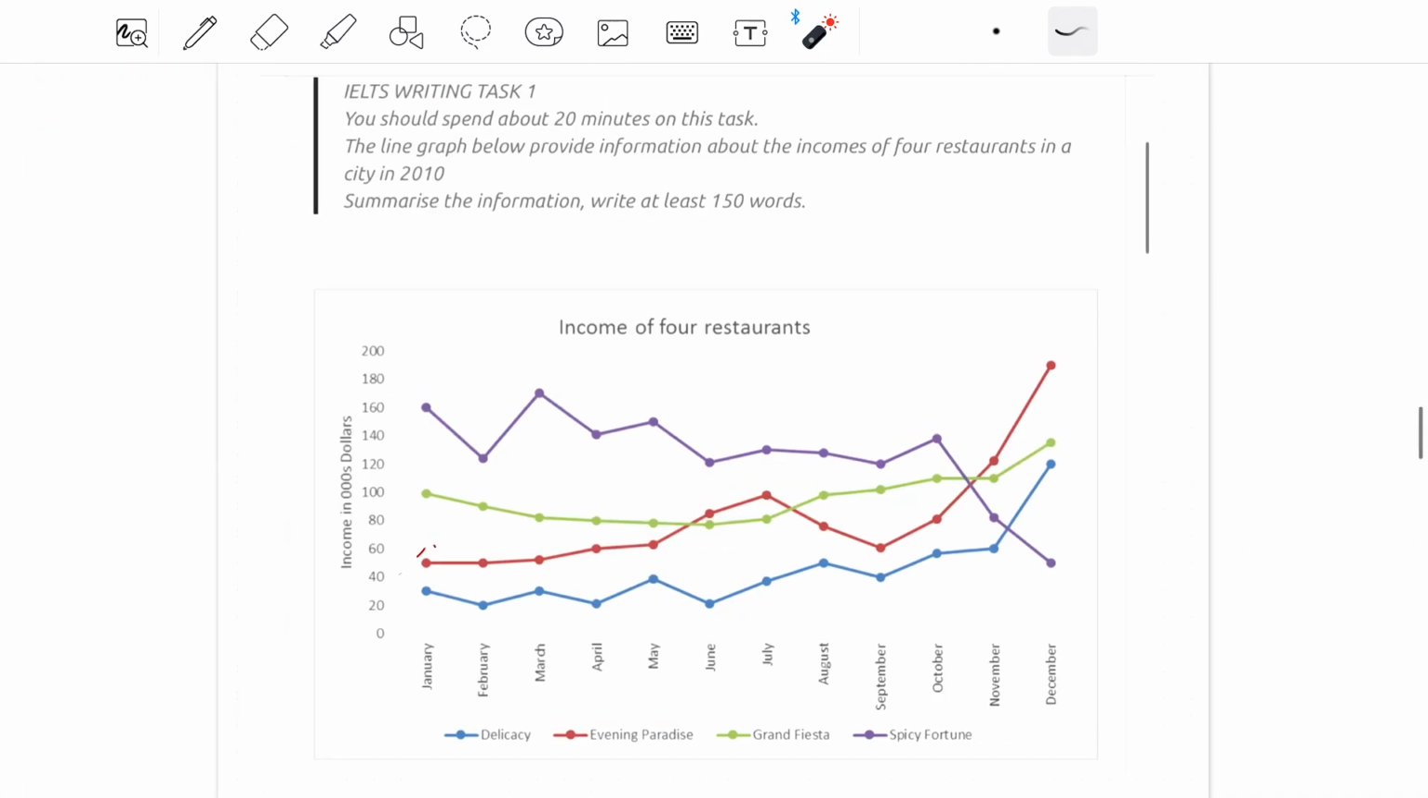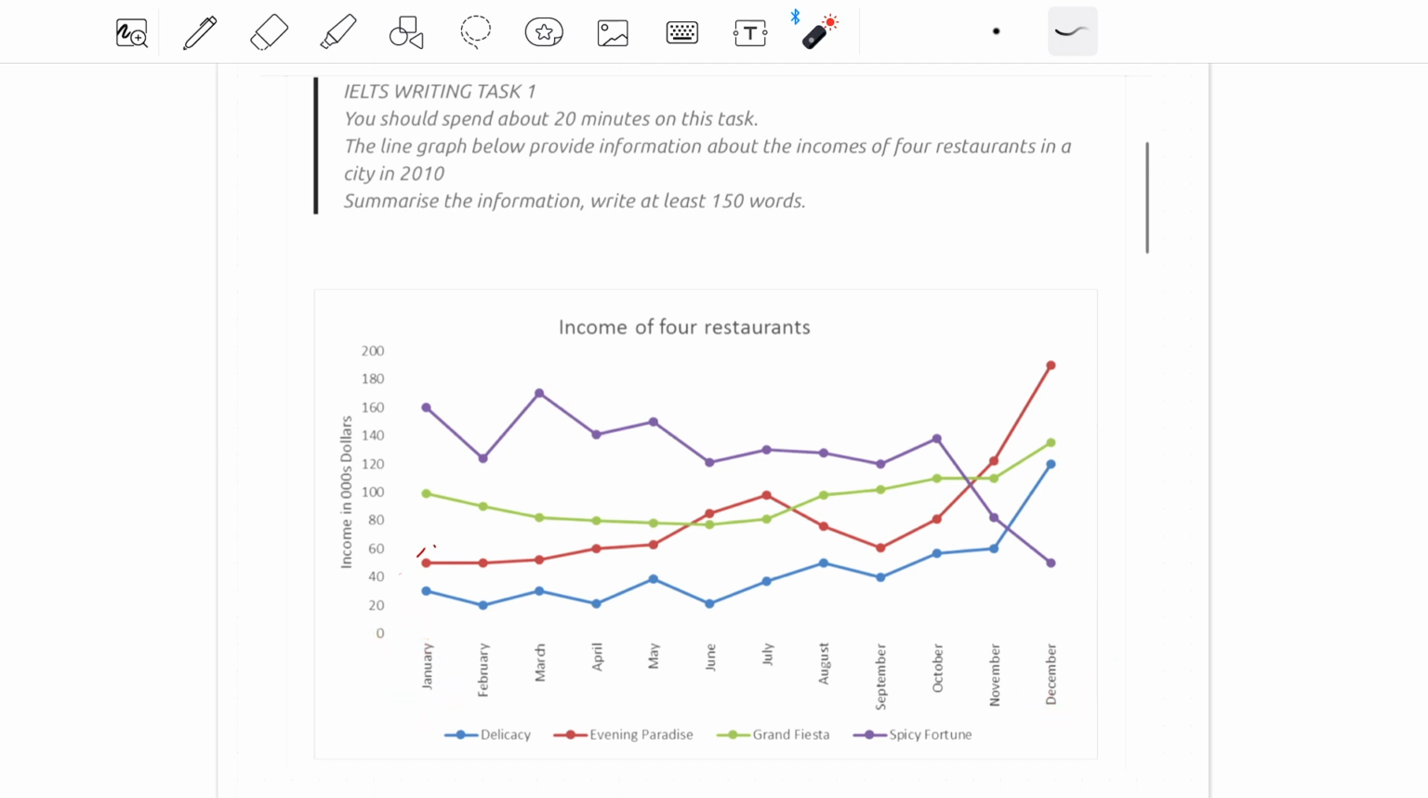Now let's say this is the question which you get. In this question it says that the line graph below provides information about incomes of 4 restaurants in a city in 2010. Here are 4 restaurants, namely Delicacy, Evening Paradise, Grand Fiesta and Spicy Fortune, and the line graph shows the income and how it has changed throughout the year from January to December.